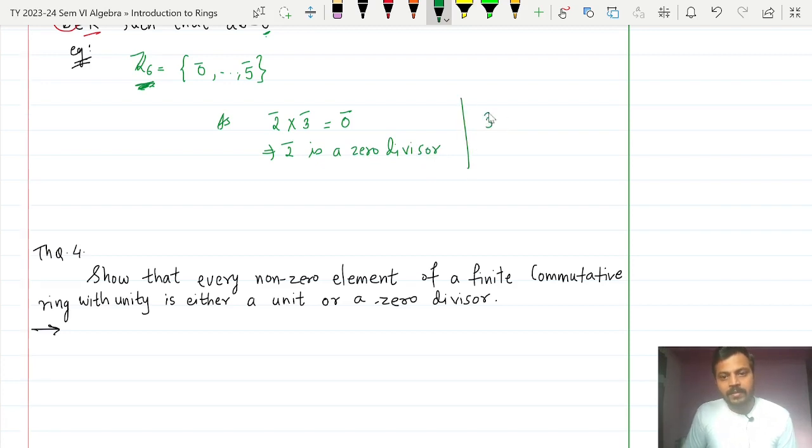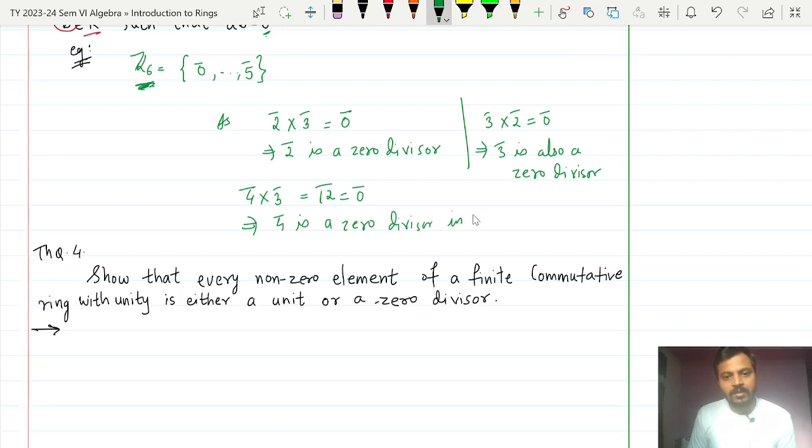Similarly, we can see that 3 bar multiplied by 2 bar is also equal to 0 bar. So it also indicates that 3 bar is also a zero divisor. Similarly, we can check for other elements. Let us say if I take 4 bar now, so 4 bar multiplied by what is equal to 0 bar, that is what we have to check. So 4 bar multiplied by 2 bar is 8 bar, 4 bar multiplied by 3 bar is again 12 bar, and 12 bar is actually nothing but 0 bar in Z6. So this also implies 4 bar is a zero divisor.